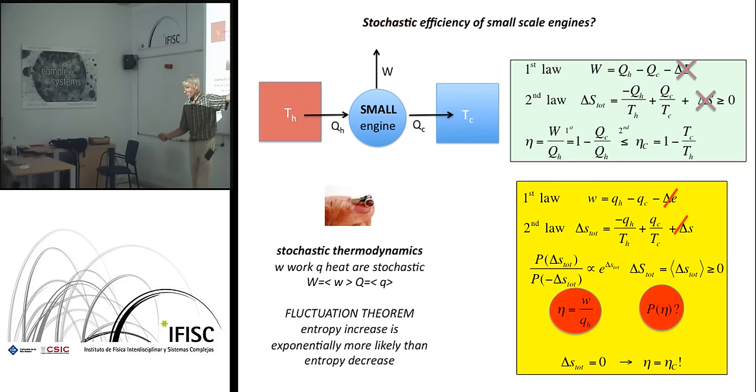And it tells you that the probability for this being, say, a positive quantity delta S total, is exponentially larger. Actually, this is here for large times, but it's in some cases equal. For large times, this is exponentially larger than the probability of observing the corresponding decrease. This is a theorem which I believe to be probably as general as the second law. It has been discovered and discussed in many different contexts. I cannot talk about this here.